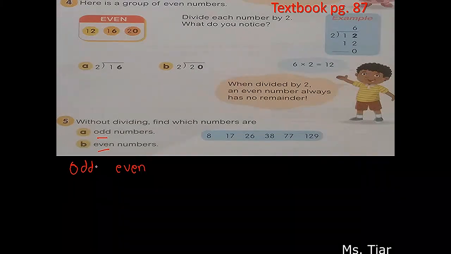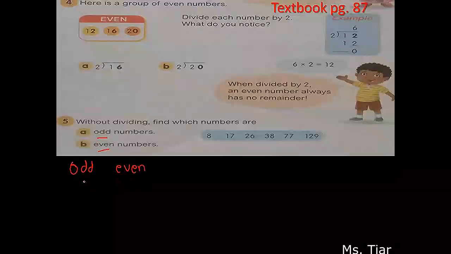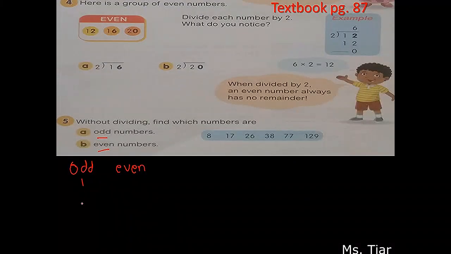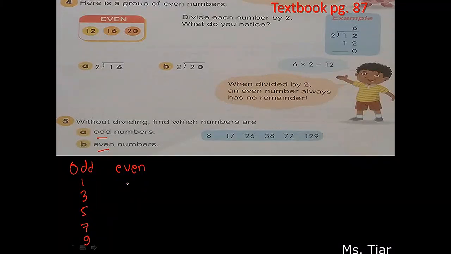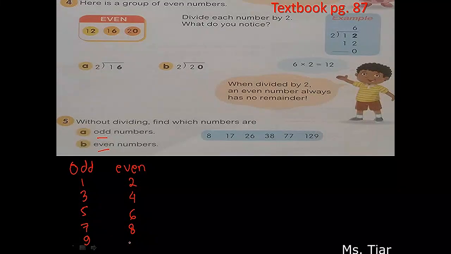How do we know an odd number or an even number? You just check the last digit of the number. Okay, because odd number has this specific criteria. What is it? The last digit must be 1, 3, 5, 7, or 9. And for even number, because it can be divided by 2, the last digit of the number must be 2, 4, 6, 8, and 0.